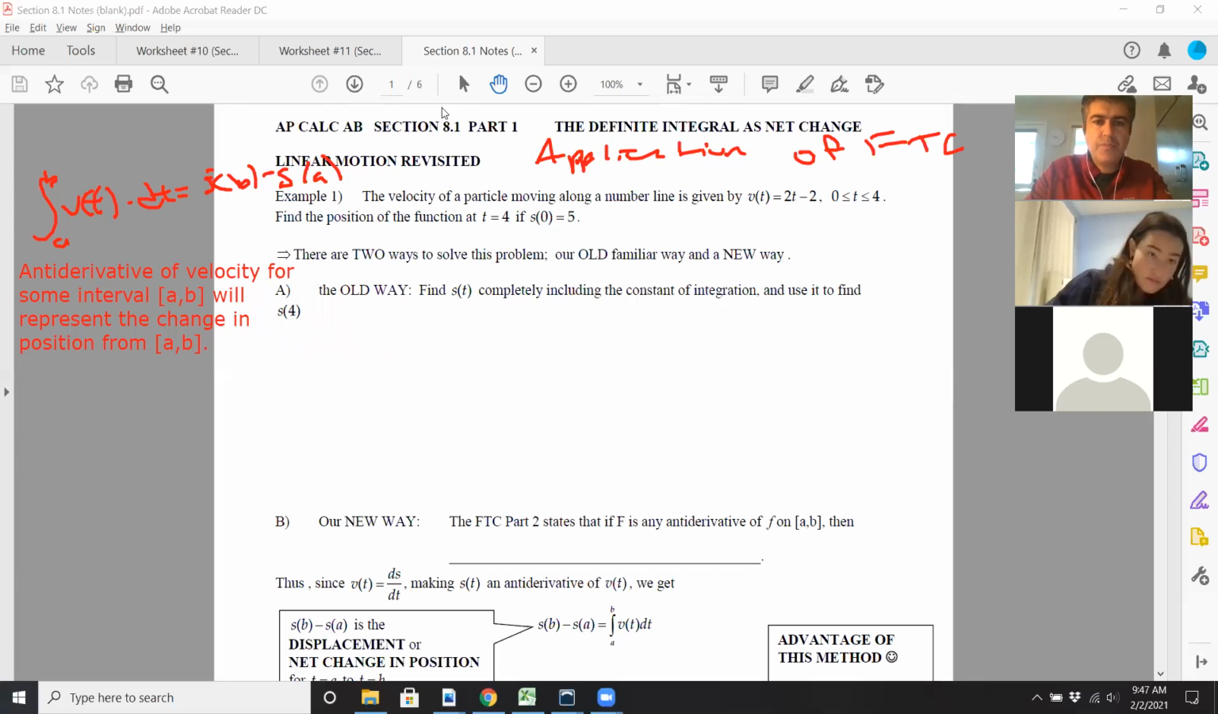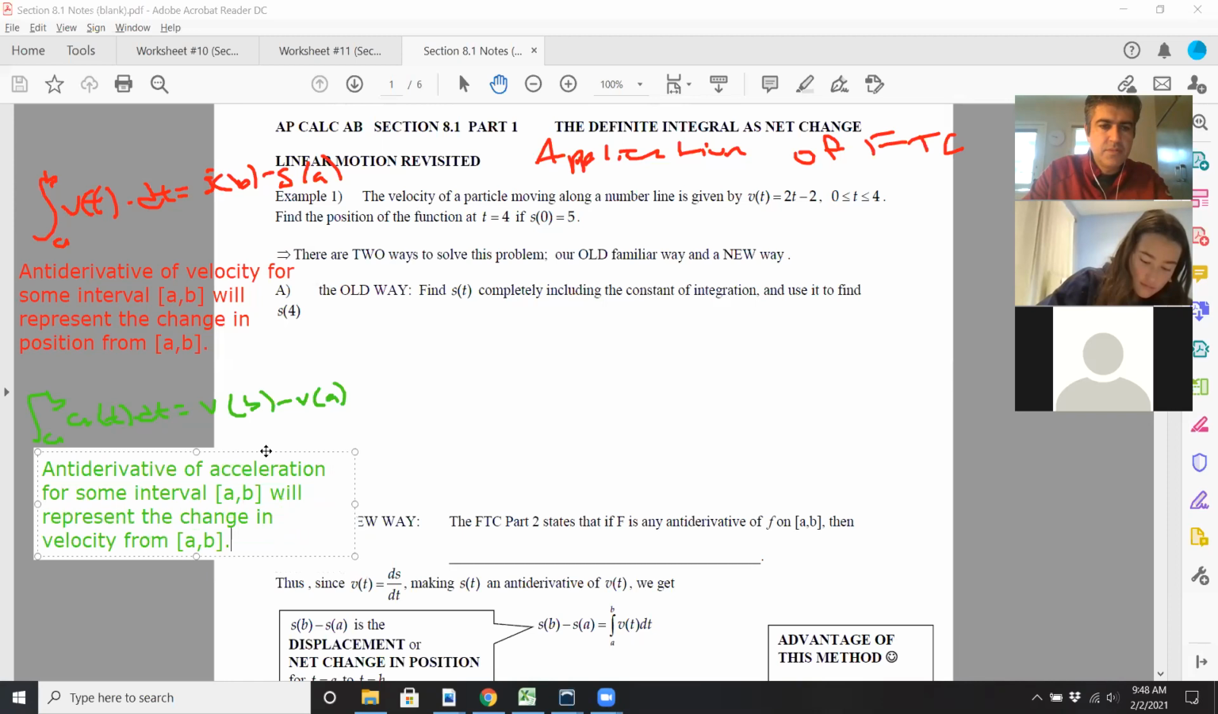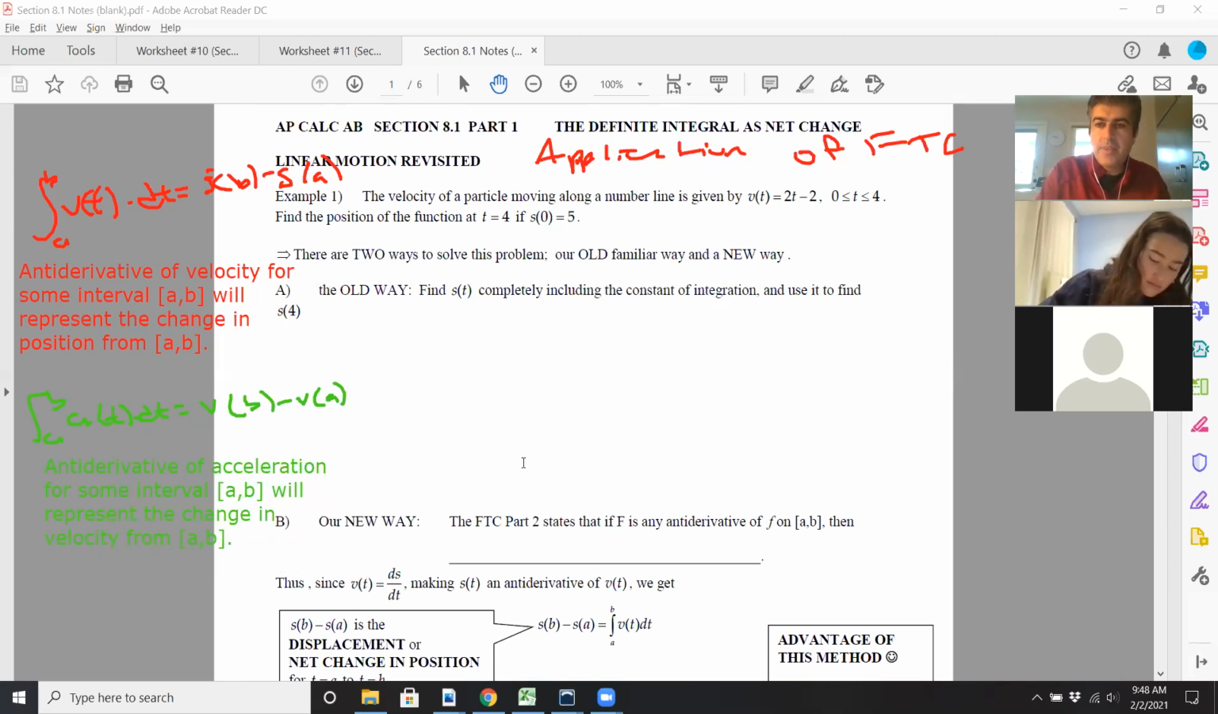Likewise, if you were to do the antiderivative or the definite integral from a to b of your acceleration function times dt, that's going to get you the velocity of b minus the velocity of a. So if I put that in a text box, antiderivative of acceleration for some interval a, b will represent the change in velocity from a to b. Let me finish typing that. So that's also another thing we're going to see as well.